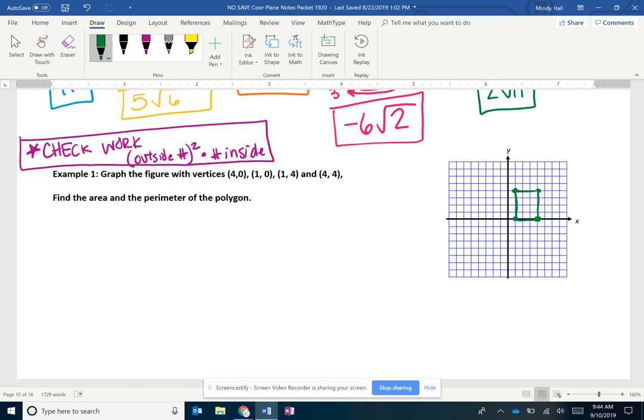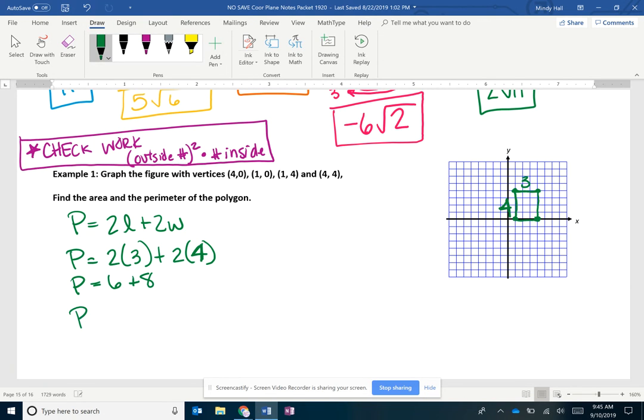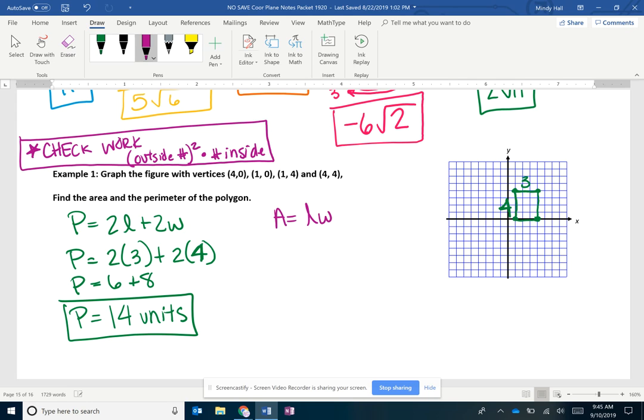And in this case, we can find the area and the perimeter pretty easily because we can just count 3 and 4. So for perimeter, it's 2 times your length plus 2 times your width for a rectangle. So 2 times 3 plus 2 times 4. 2 times 3 is 6. 2 times 4 is 8. So we get that the perimeter is 14 units. So then to get area, that would be length times width. So 3 times 4, which gives me 12 units squared. And that one's your easy one.